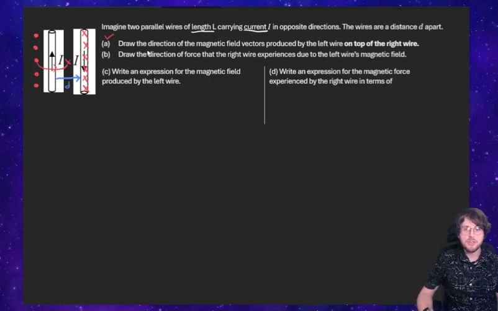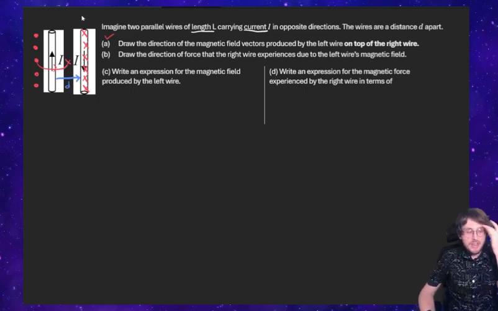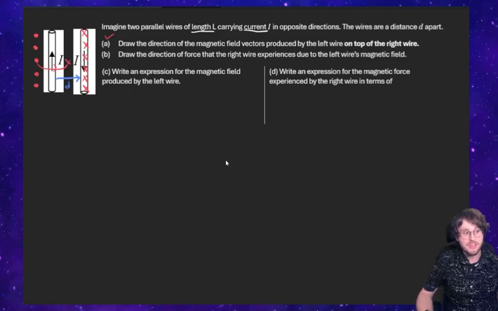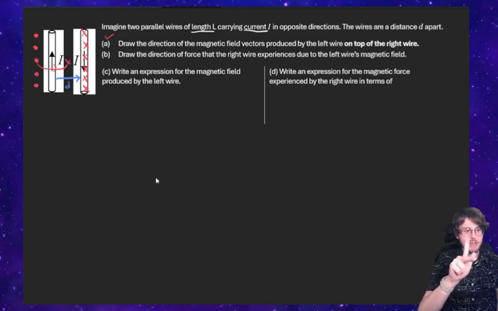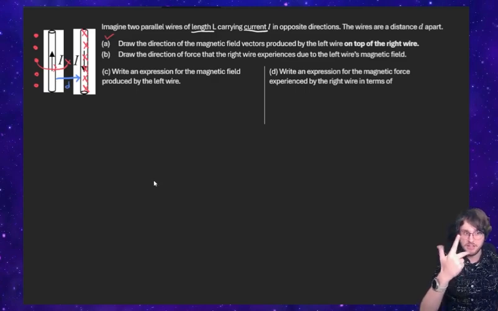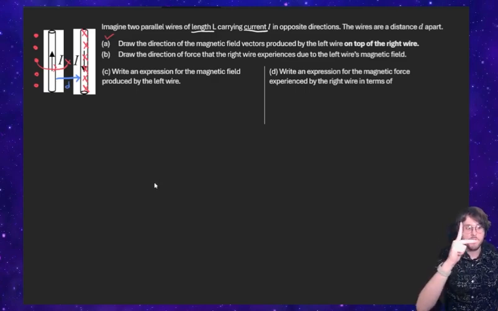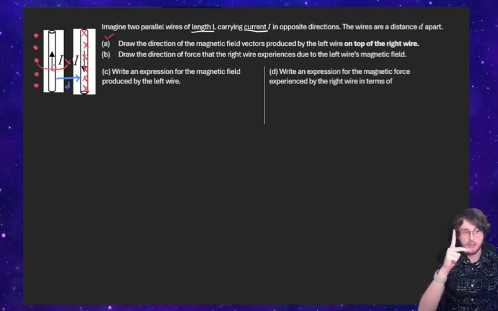Our next task is to draw the direction of the force that the right wire experiences due to the left wire's magnetic field. So in this case, we need to use a slightly older right-hand rule from the previous video. That's the one that looks more like a finger gun. So in this case, remember that this right-hand rule calls upon the index finger to be the direction of current, or the direction of the charge's velocity, if we've got a lone charge. The middle finger is going to be the direction of the magnetic field that this left wire has produced.